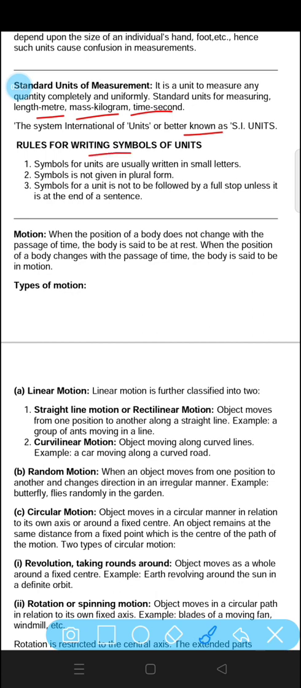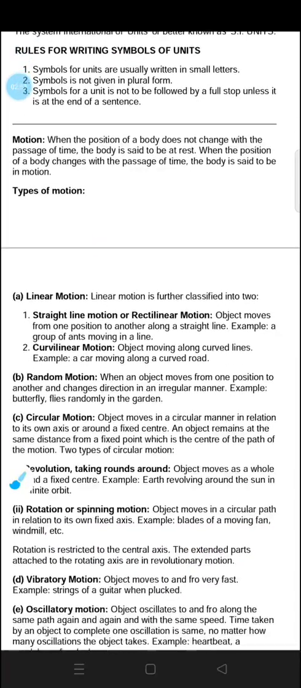Rules for writing symbols. Symbols for units are usually written in small letters. You have to write meter like a small m. Symbol is not given in plural form. Symbol for a unit is not to be followed by a full stop unless it is at the end of a sentence. This is all about the rules.